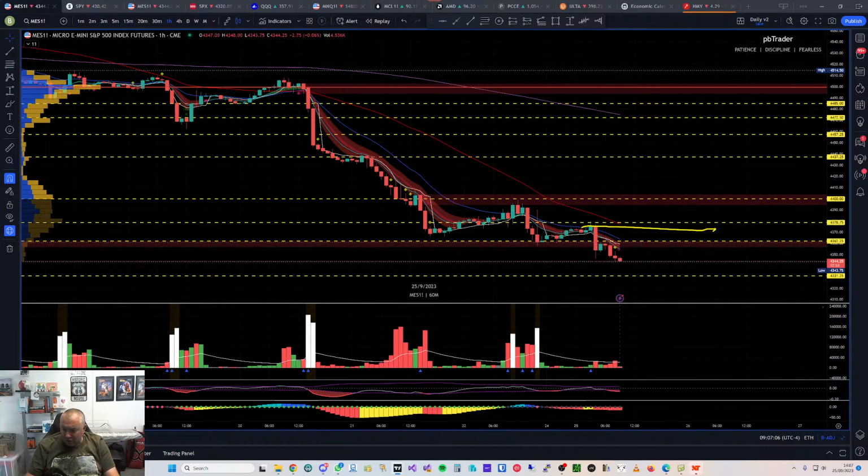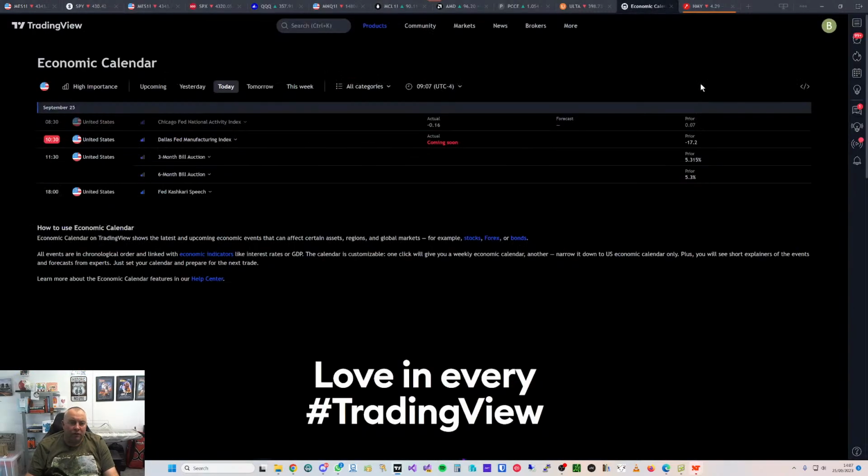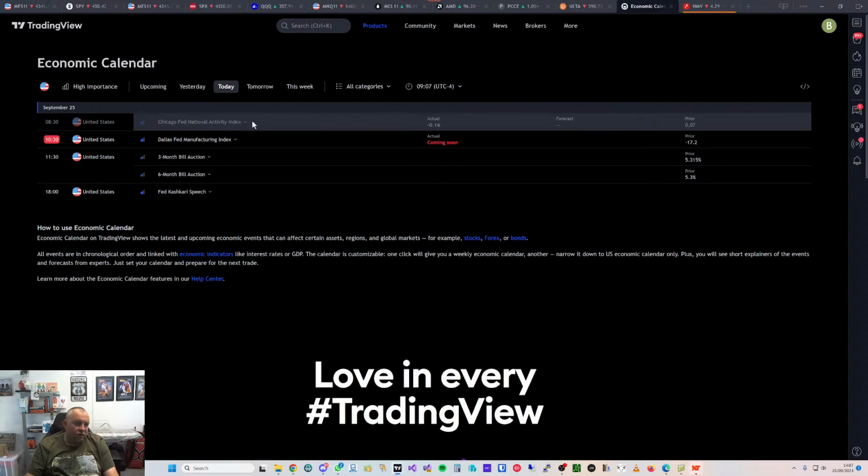So that's the areas I'm watching for rejections, and obviously it goes on both of these. If we break it and retest, then we'll be looking for the retest as well. One thing I didn't check was economic news.